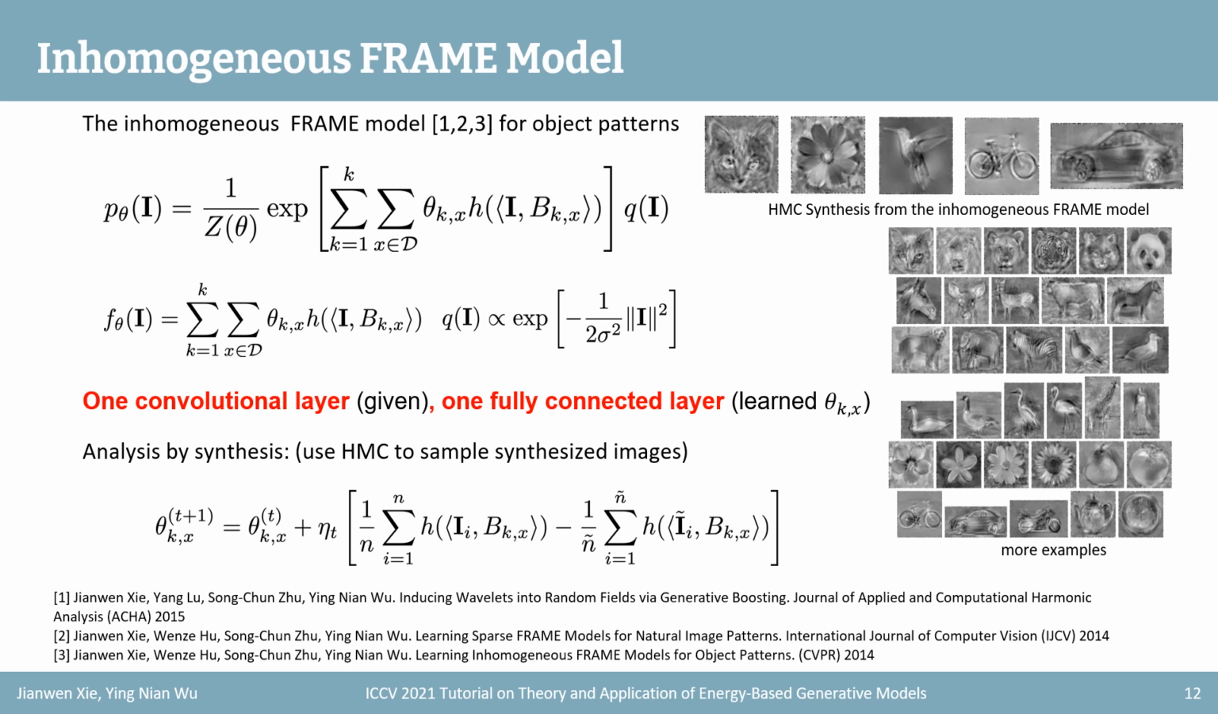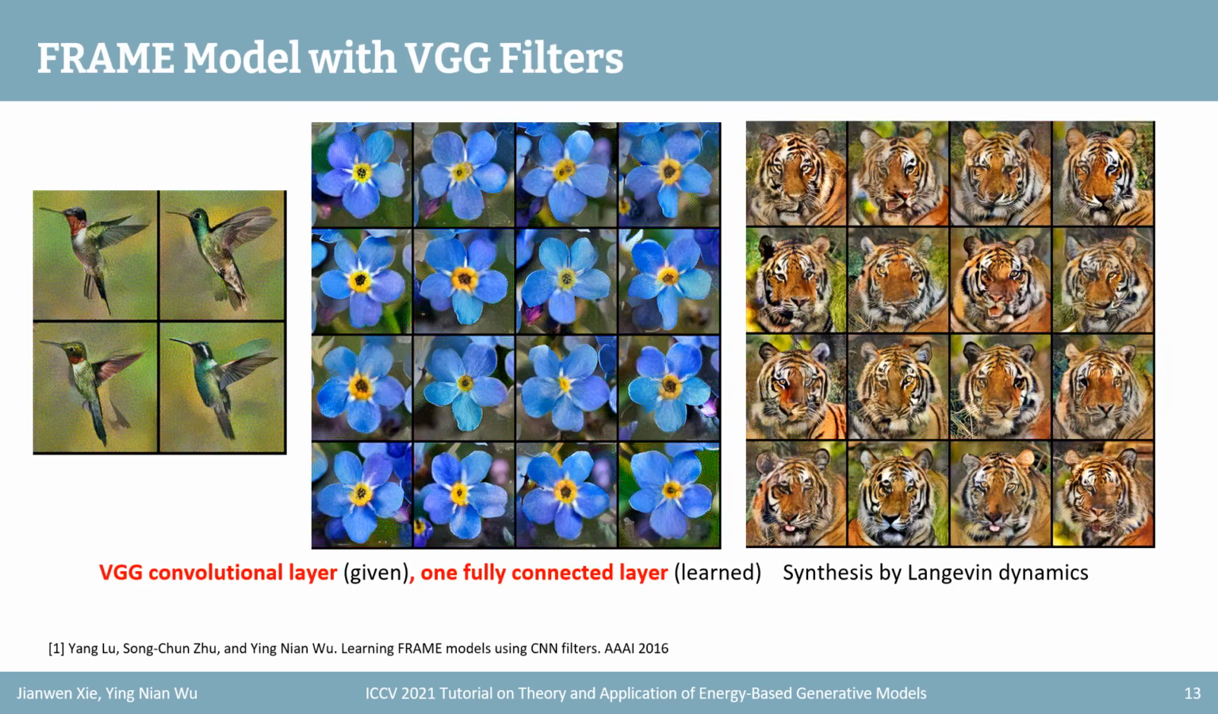In the language of neural network, the energy function of the inhomogeneous frame model is a two-layer network, in which one convolutional layer, that is Gabor filter, is given, and one fully connected layer is learned. The deep frame model replaces the Gabor filters by VGG features and learns one fully connected layer. These are the generative examples by Langevin sampling from the learned deep frame model.